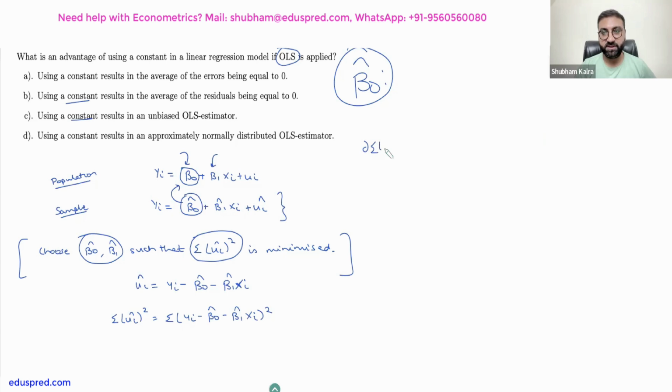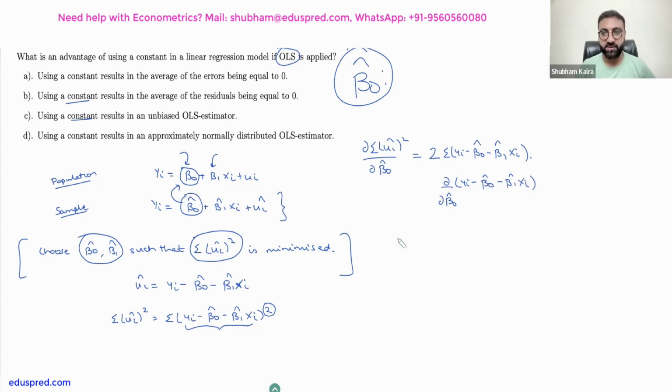If I do a partial differentiation of the summation of ui hat square with respect to beta 0 hat, I'm going to get 2. This 2 goes in the front, times the summation of yi minus beta 0 hat minus beta 1 hat xi, times the differentiation of the term inside the bracket. This is due to the chain rule. So we have to multiply this with the differentiation of the term inside the bracket with respect to beta 0 hat. I hope this is clear. This is basic differentiation, and I have also used the chain rule here.